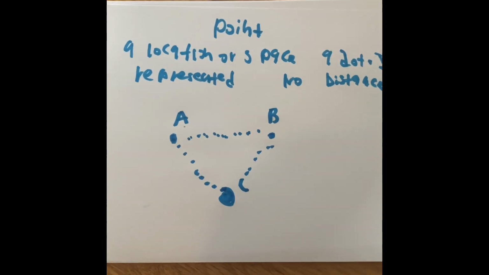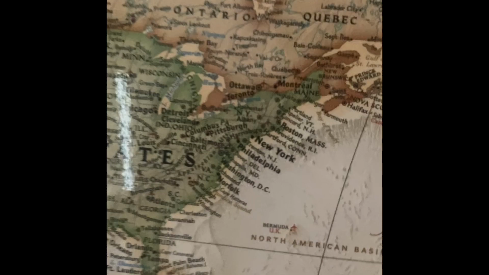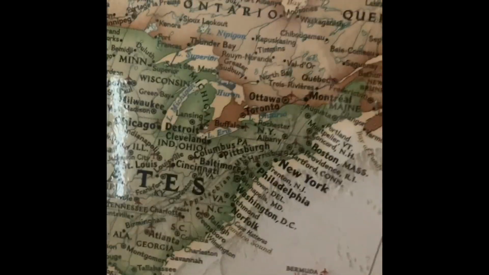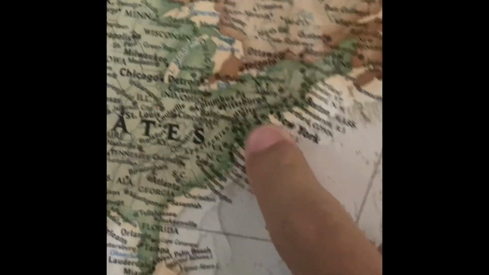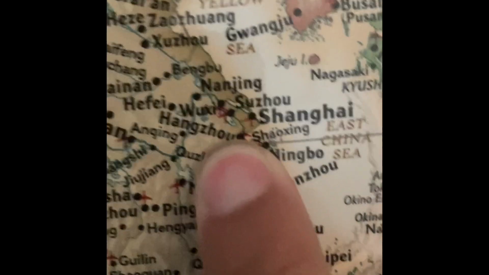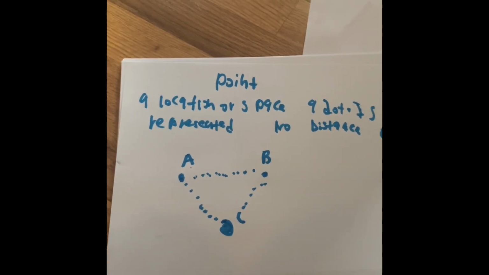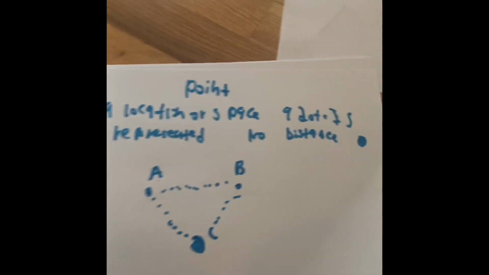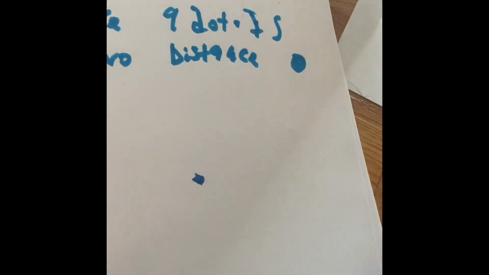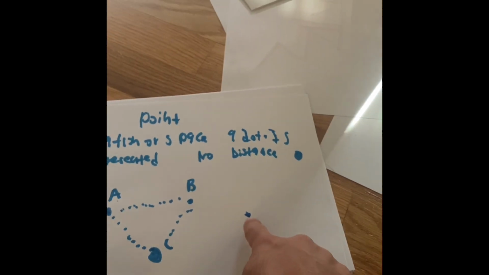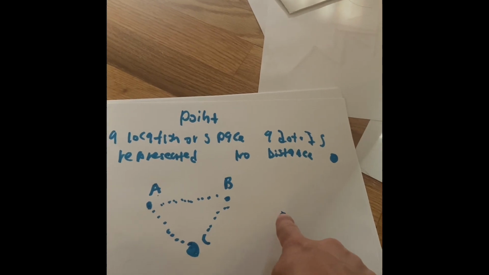You need points in geometry, like points can be destinations. So how long is it from New York City all the way to Wuxi, China? Type in the comments below, and if you are correct on it, I'll give you a like on that comment. So that is an example of a point. Let's make a point. Here's the point, and I am pointing at the point.